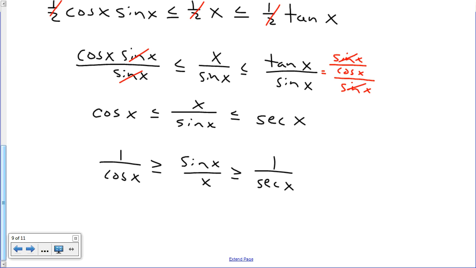So the last step of this, 1 over cosine is the secant of x, is greater than or equal to the sine of x over x, which is greater than or equal to 1 over secant, known as cosine of x. So there we go. I have that sine of x over x is between cosine of x and secant of x. And we're going to use that property here in just a second. Okay, so that's the first thing I need to notice. Based on that relationship from those areas, I can deduce this property.